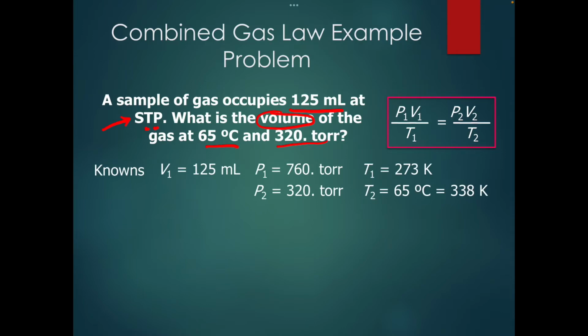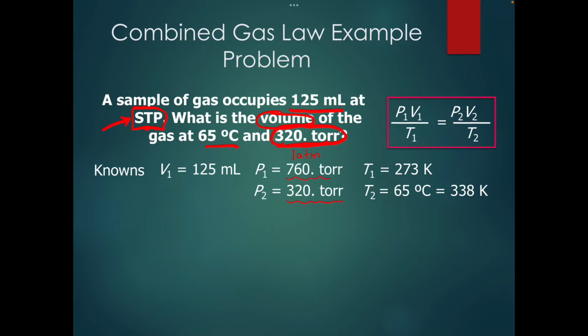So let's figure out what we know. We know that our initial volume is 125 milliliters. We have our initial pressure, remember, was STP, so we needed to figure out what STP is. STP is 1 ATM, but also anything that it's equivalent to. Do you notice that our second pressure is in torr? So this one is 320 torr.